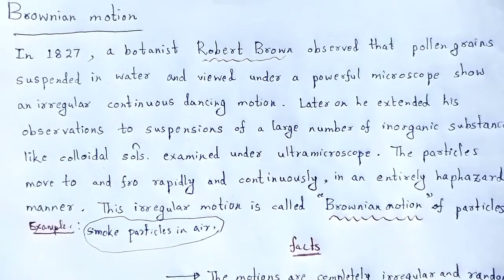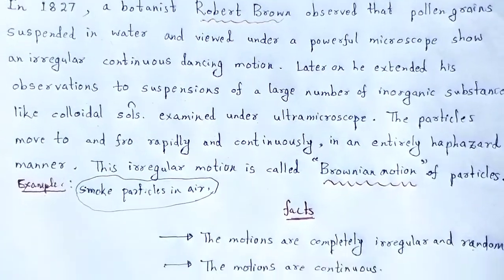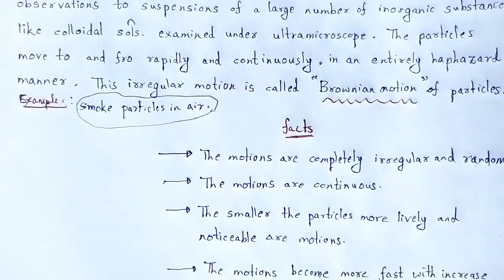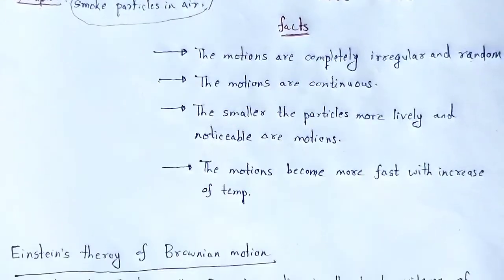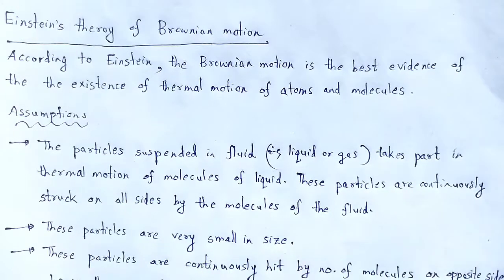Now, Brownian motion was explained by the scientist Sir Albert Einstein. He proposed his theory, named Einstein's theory of Brownian motion, to show how these particles behave, and he proved it using the kinetic theory of gases. So let me discuss Einstein's theory of Brownian motion.